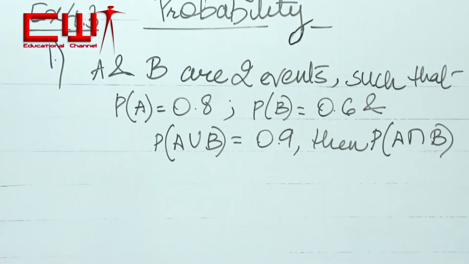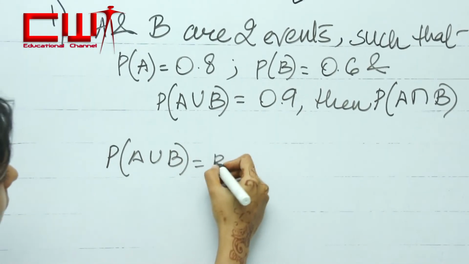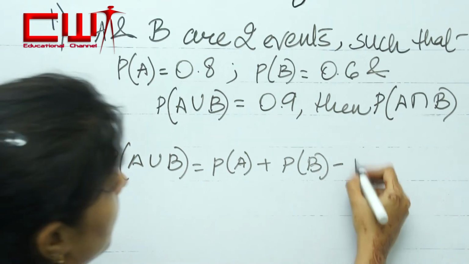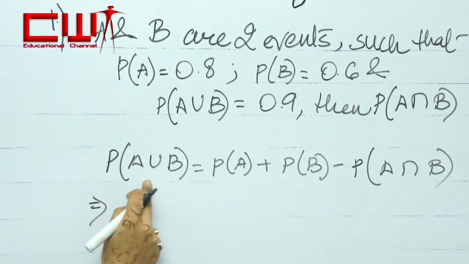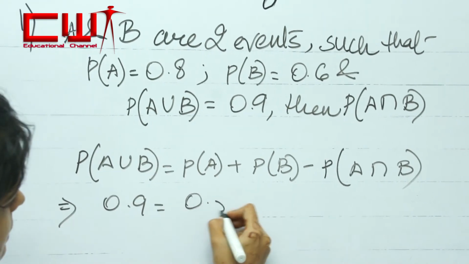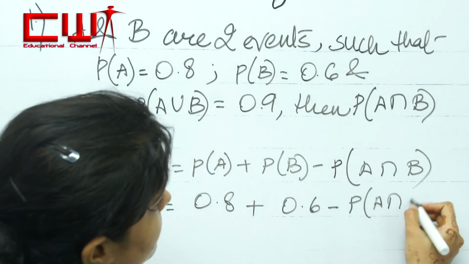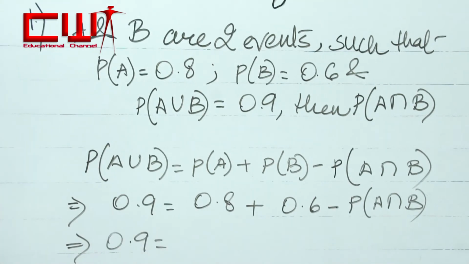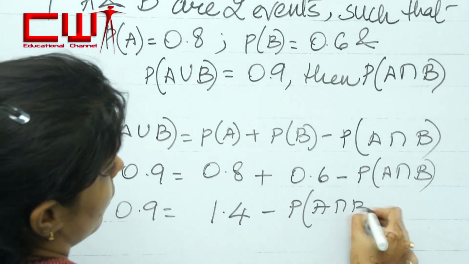There is a simple formula. You don't have to find out anything. P(A union B) equals probability of A plus probability of B minus P(A intersection B). Right? So we'll see. P(A union B) is given to you as 0.9. The probability of A is given to you, 0.8. Probability of B, 0.6, minus, write as it is. Next, 0.9 equals 0.8 plus 0.6. You will get 1.4 minus probability of A intersection B.